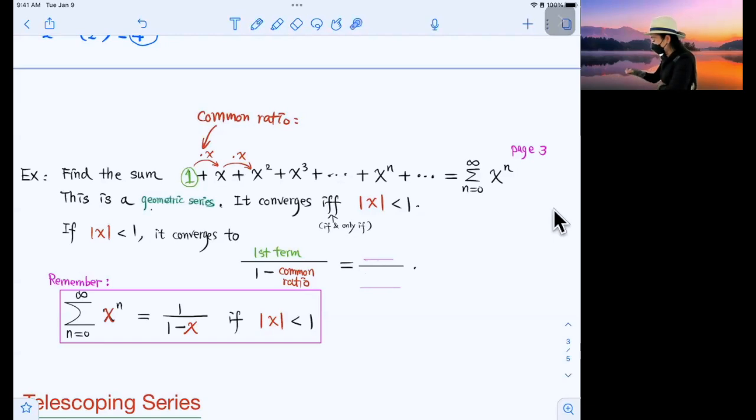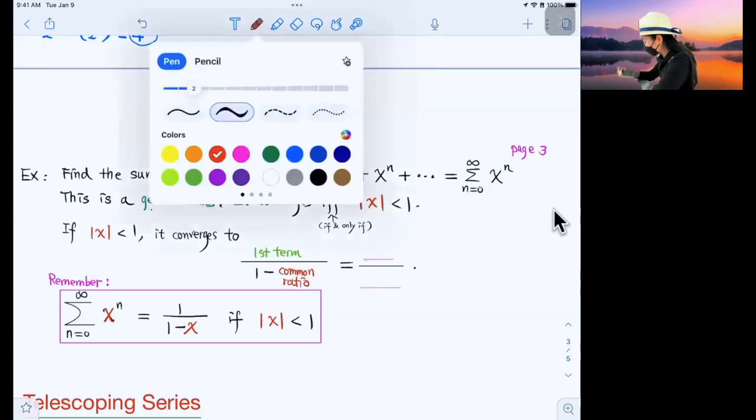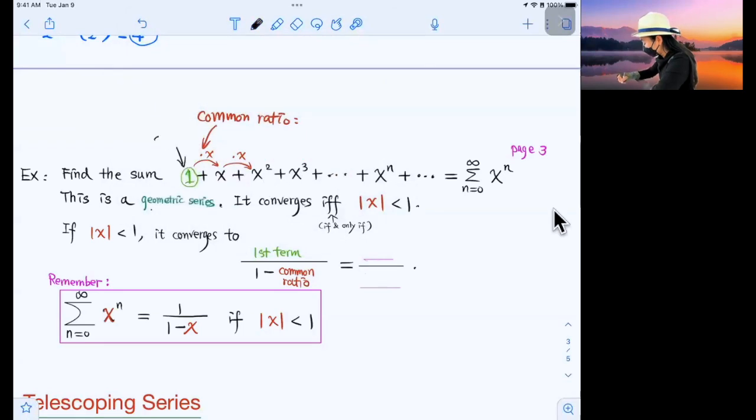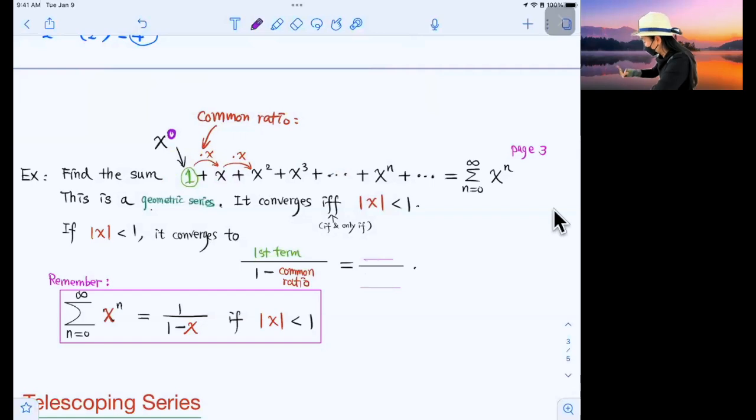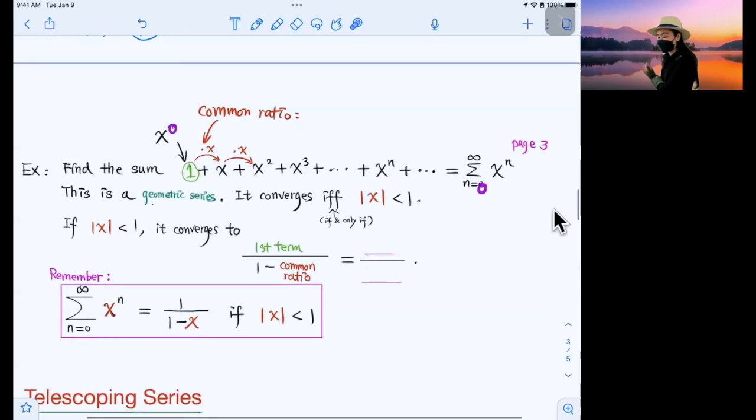And if you want to write that in sigma notation, you can put x to the n for the nth term over here. However, the index n doesn't start from 1, because this one over here is x to the what power? You can think about that as x to the 0 power. So n starts from 0 to infinity, not starting from 1. This is a geometric series.